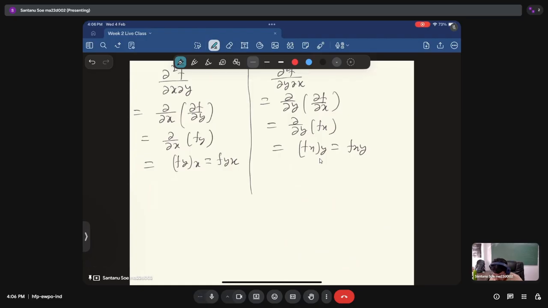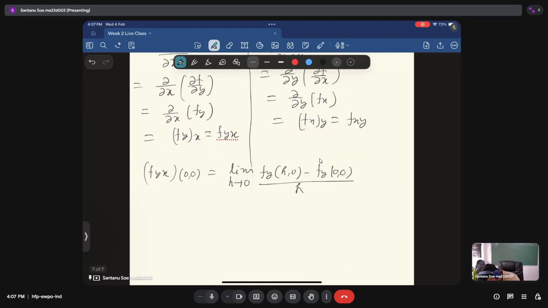So there are some theorems regarding that. The Euler's theorem, that when these two values are equal at a particular point. So now first we're going to write the definition of fyx at the point (0, 0). So fyx is nothing but doing the partial derivative with respect to x of the function fy. So this will be limit h tends to 0, fy of (h, 0) minus fy of (0, 0) divided by h. So this is same as limit h tends to 0.